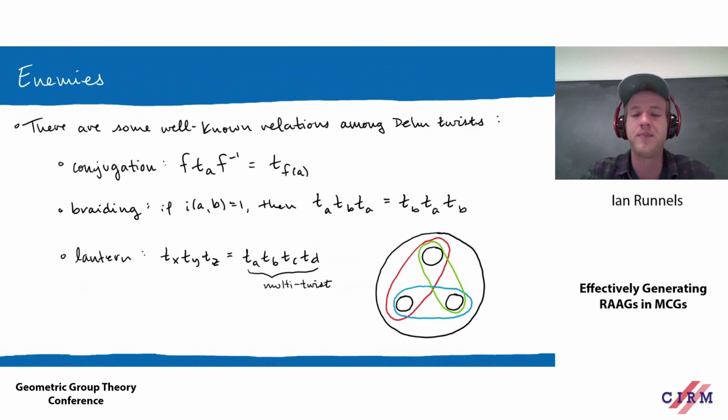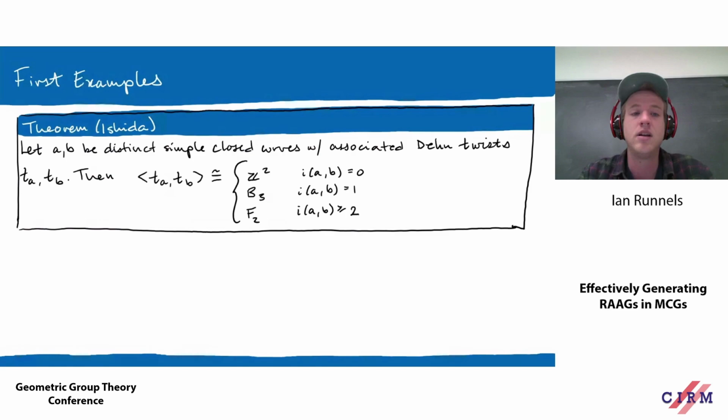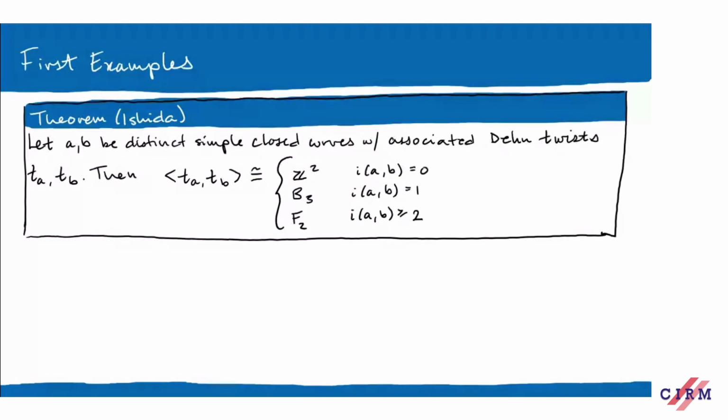So here are some first results regarding free groups sitting inside of mapping class groups. Obviously free groups are a subset of RAAGs, so this is a good place to start. We have this theorem of Ishida, which completely classifies groups generated by two Dehn twists. If the curves are disjoint, then the Dehn twists commute. If they intersect once, as I said, we have this braid relation that pops up. And it turns out, as long as my intersection number is at least two, these Dehn twists generate a free group.